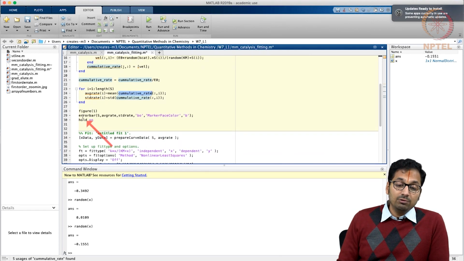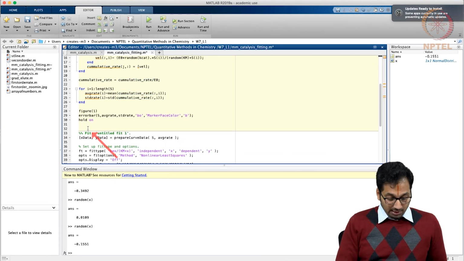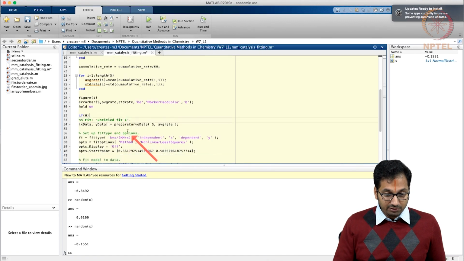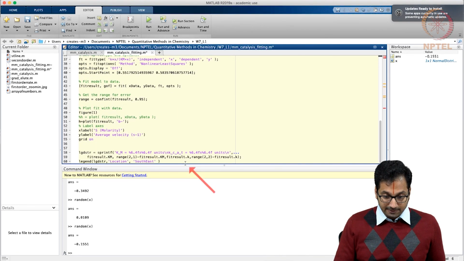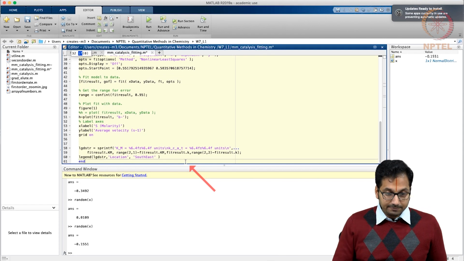And then what I am trying to do is to plot the error bar. So let me not fit this curve for now, so that we understand how we can fit it ourselves using the curve fit tool.